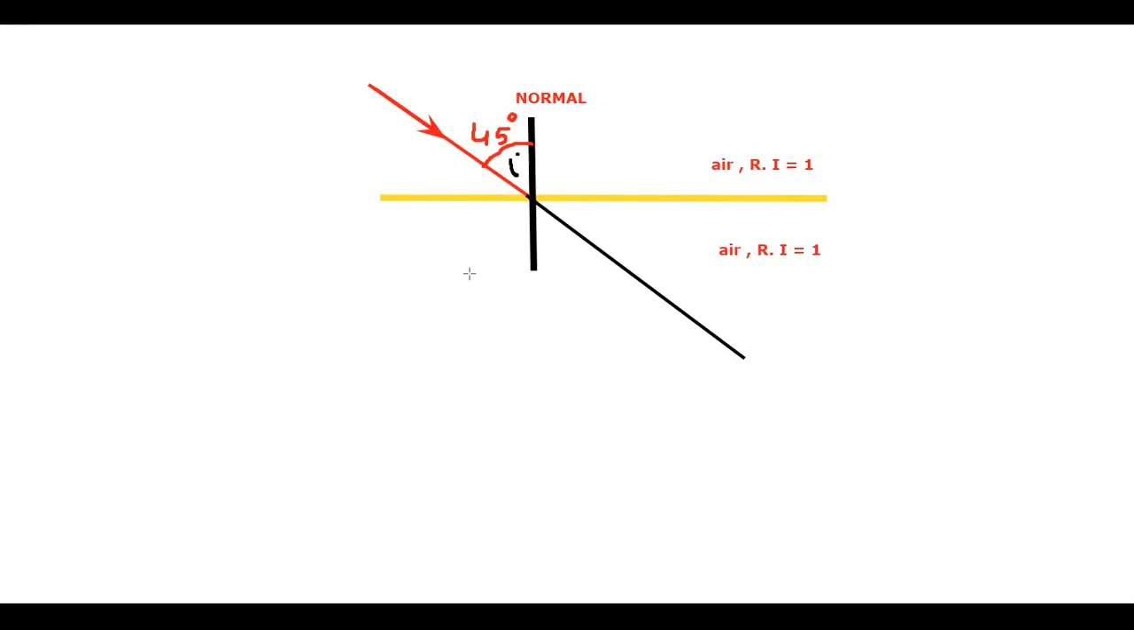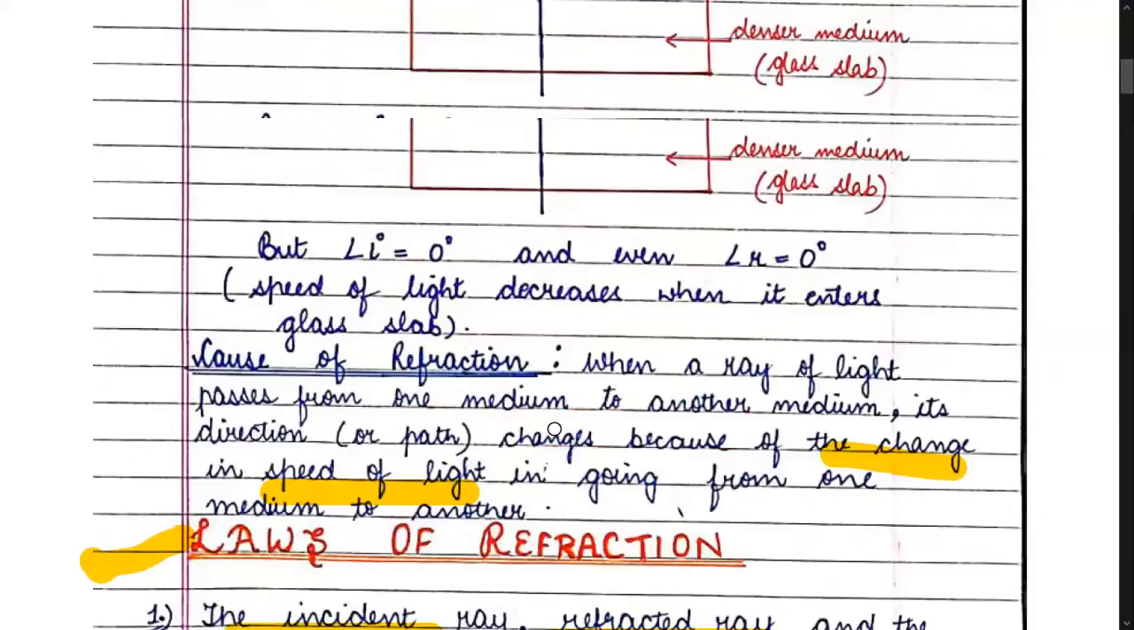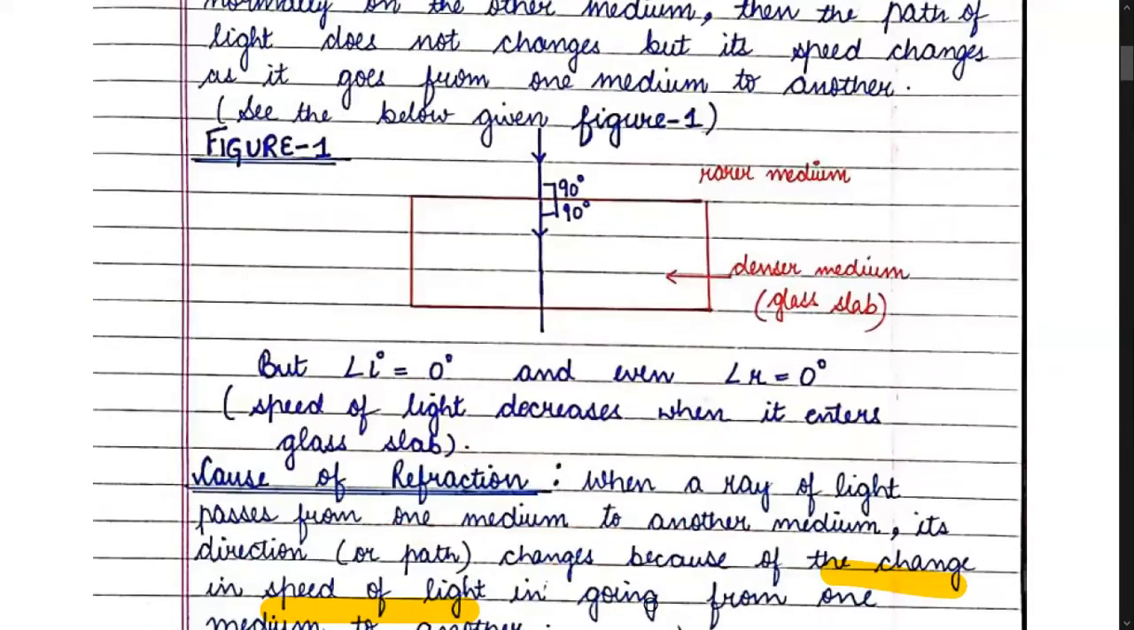So this can be a condition when the ray does not change its path, and the other condition is that the angle of incidence is 0 degree, which we have already discussed on page number 1 of the notes sent to you earlier, in figure number 1.